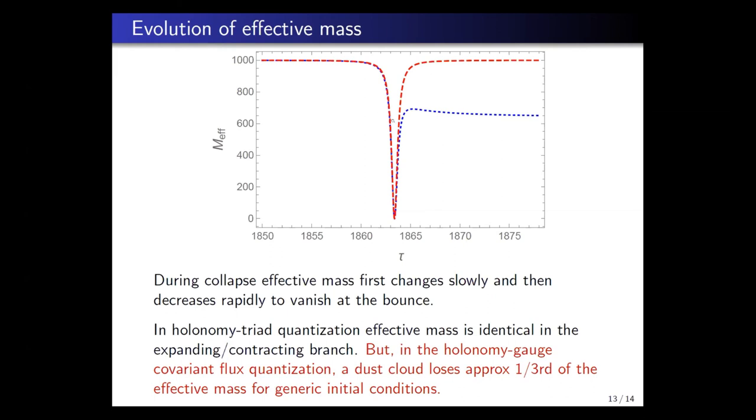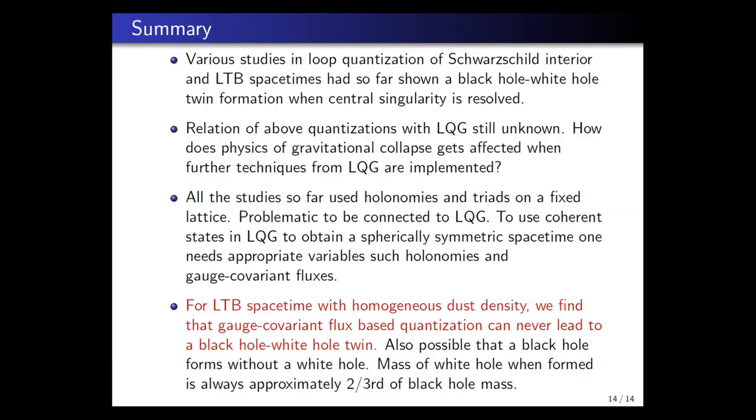But this is impossible in the gauge covariant fluxes, because the white holes always lose 1/3 of the effective mass for generic initial conditions. Again, one can show this semi-analytically. So let me just summarize my results. Basically, various studies in loop quantization have been done for Schwarzschild interior and LTB spacetimes, and one finds black hole-white hole twin systems when the central singularity is resolved.